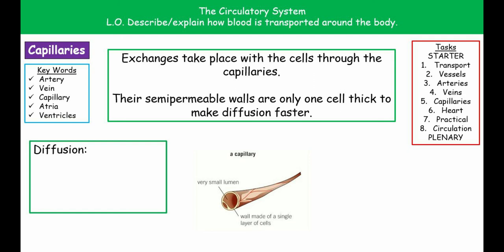And that's all down to the fact that it's going to make diffusion faster because we've got a shorter diffusion pathway. So write down those 2 points about capillaries and then give me a definition for diffusion just to finish off this bit.